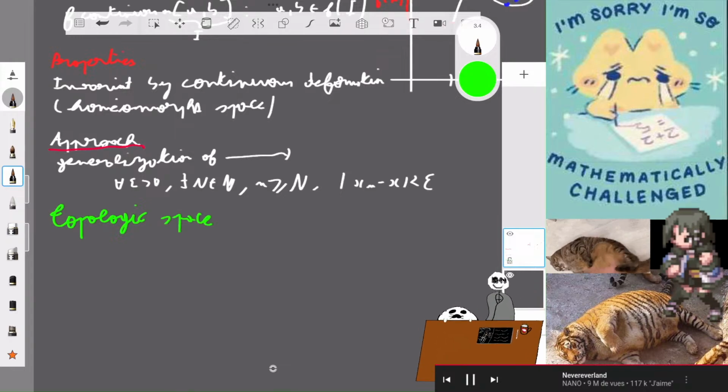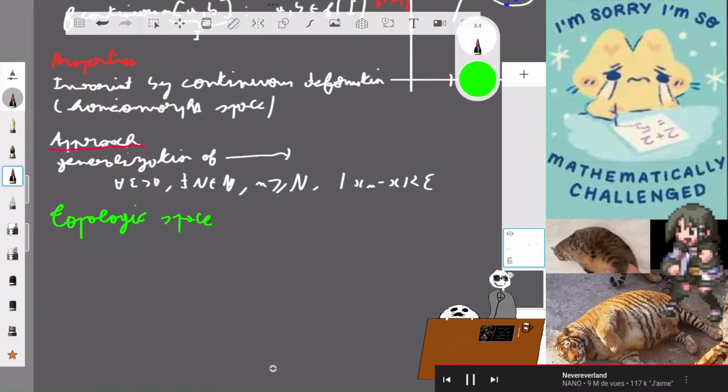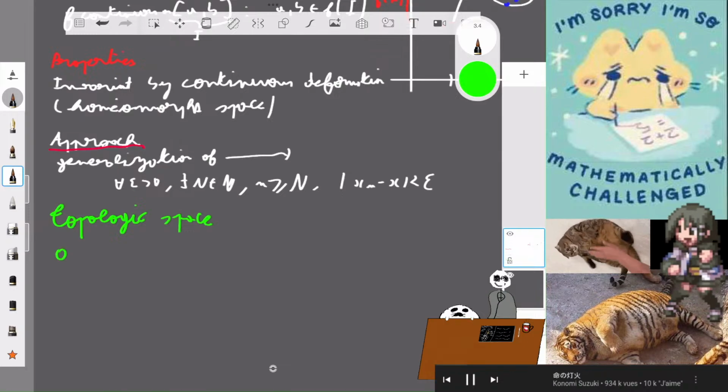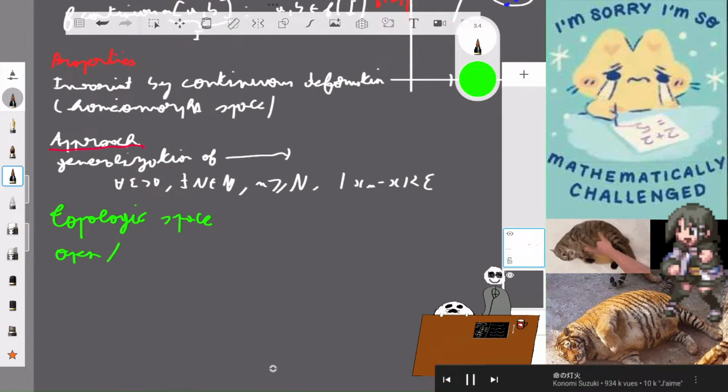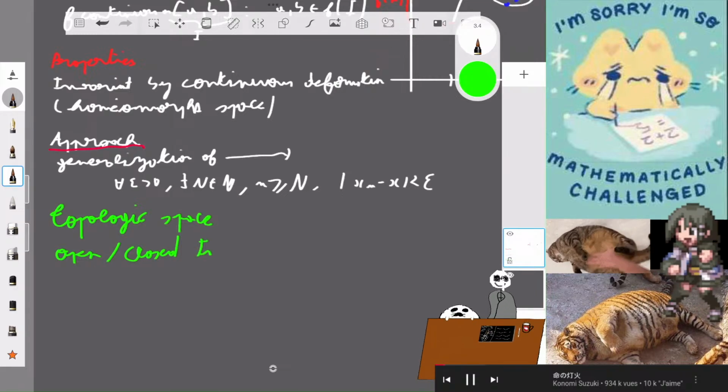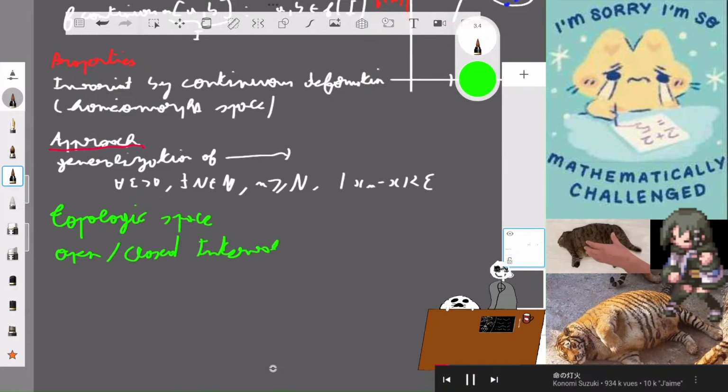An open interval. Yes, this is just open and closed. Open. Closed. Interval.